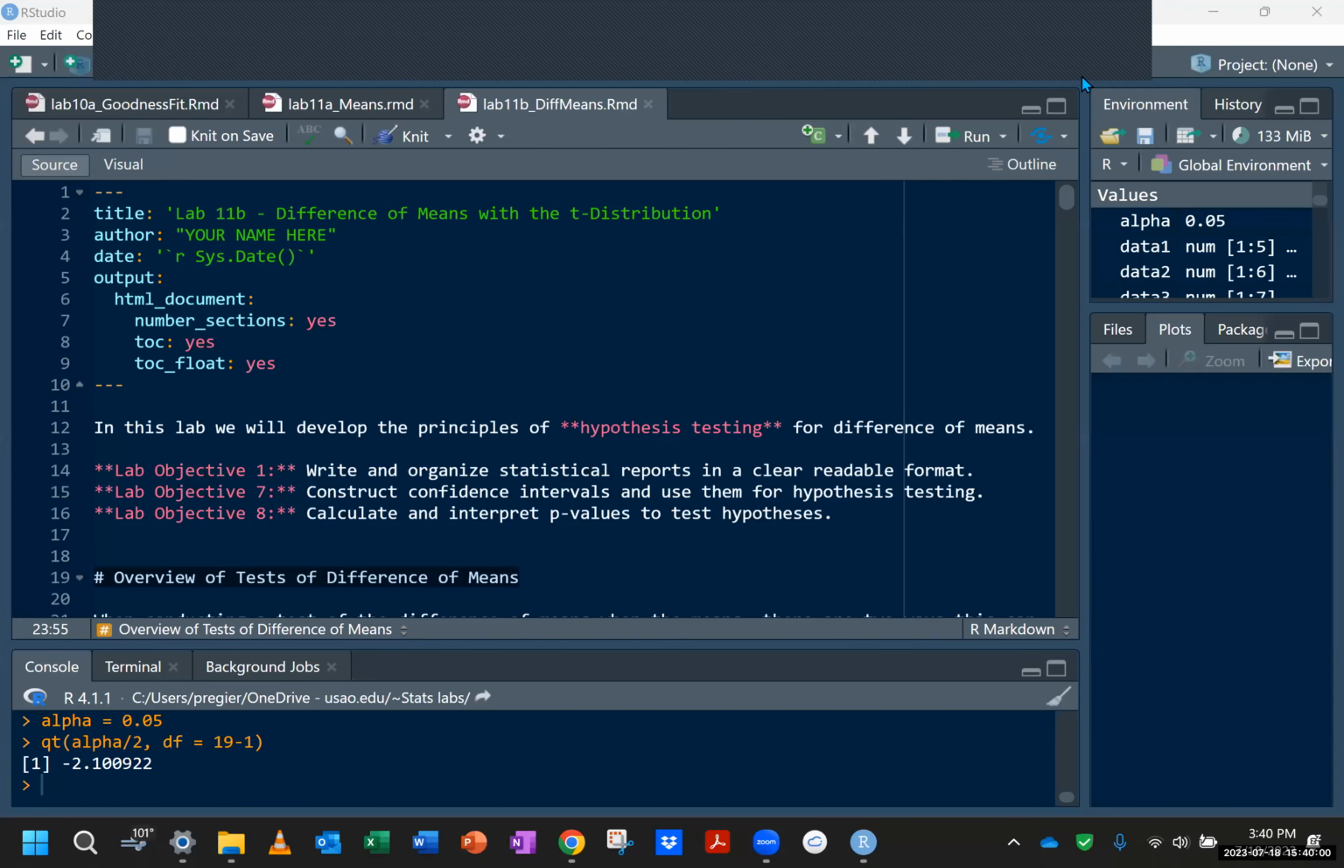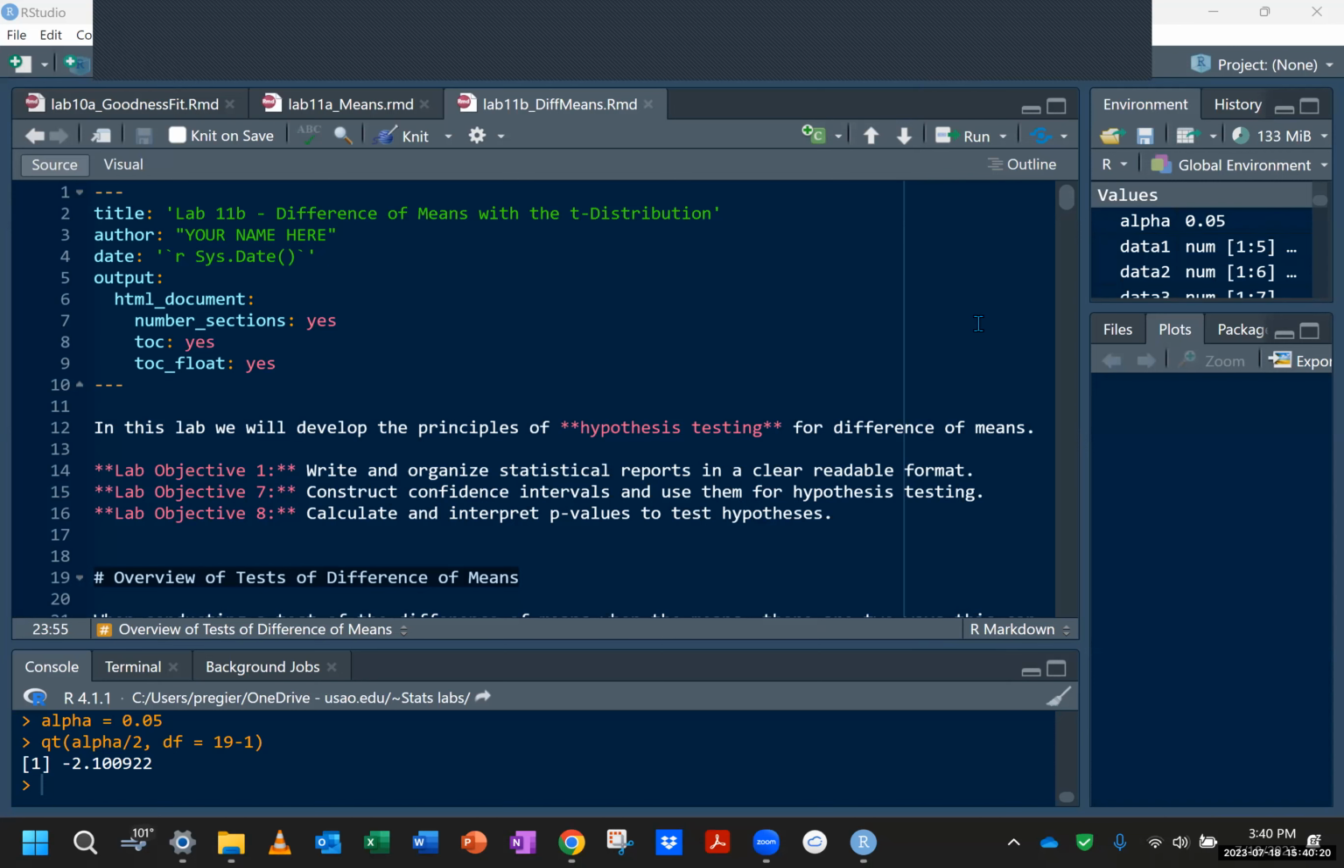Hello, here's our Lab 11B walkthrough on the difference of means test. So let's get into this. First, we need to know, when do we apply this test? When are we looking at a difference of means as opposed to a single test of means?